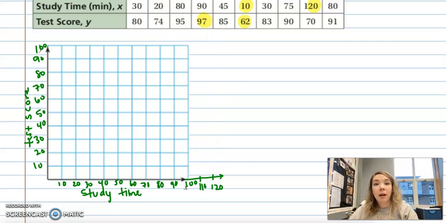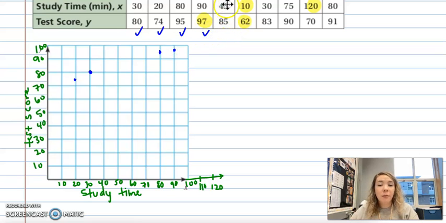So now we're going to plot our points. That's step 3. So 30, 80, that should be right on the grid lines. 30 up to 80 would be right here. And check them off as you go, but make sure you can still read them. 20 to 74, so right on the 20, in between 70 and 80. 80, 95, so right on the 80 up to 95. 90, 97, right on the 90, just below 100.